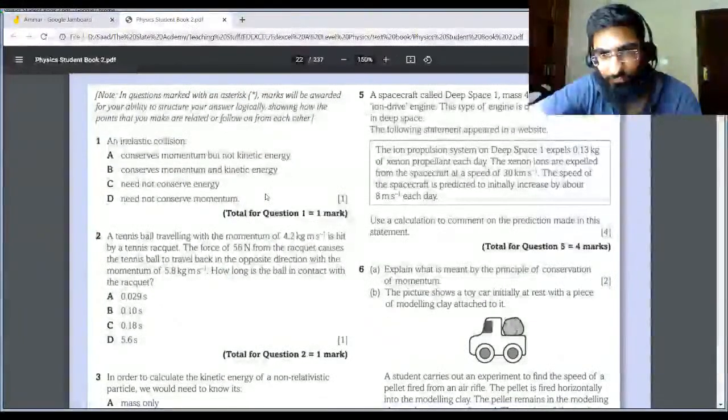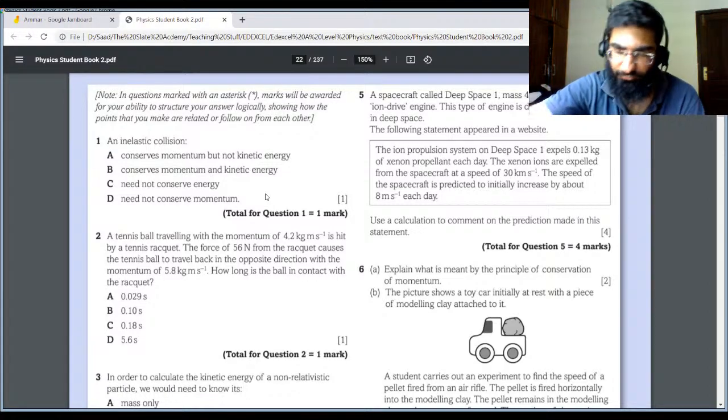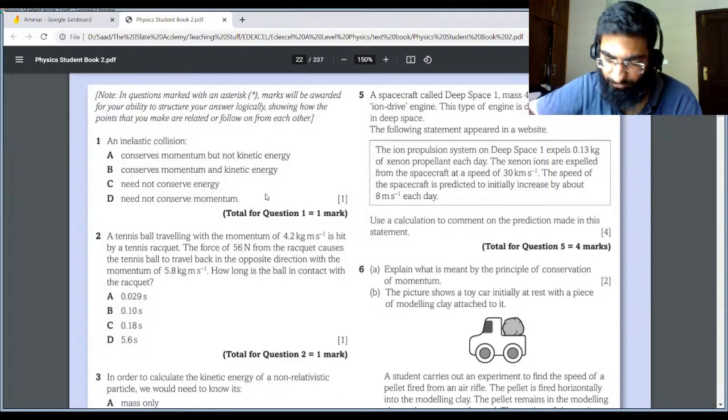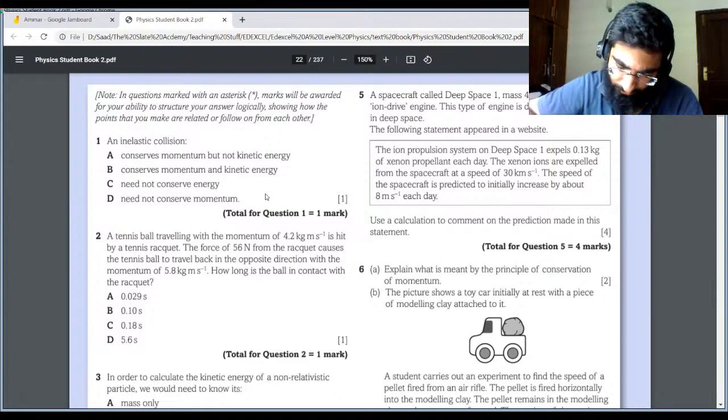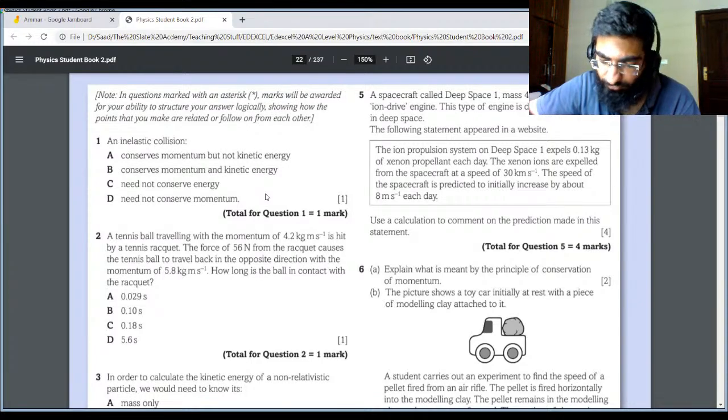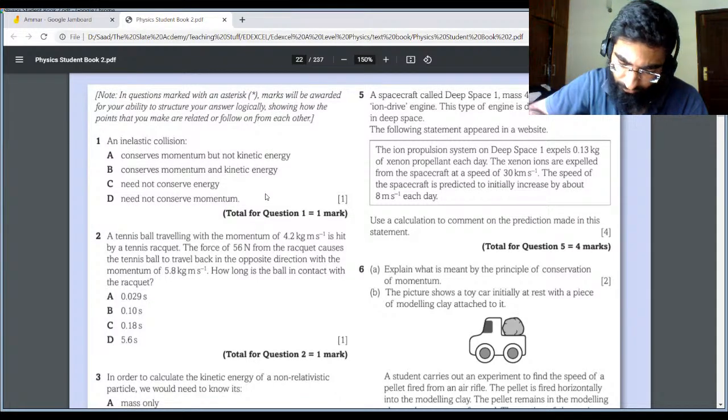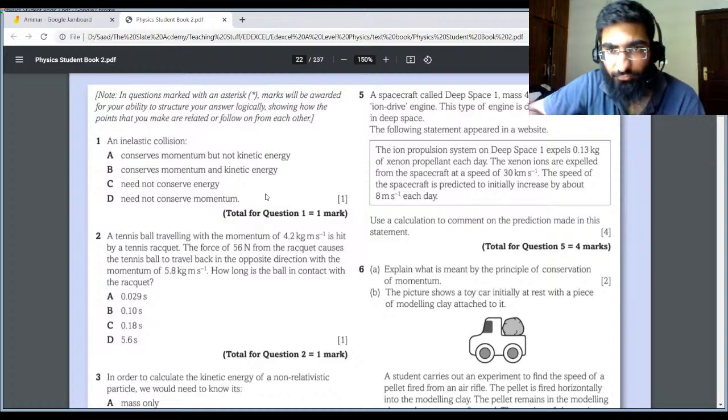Use calculation, comment on prediction. Okay. So the spacecraft mass is 486 kg, right? And it expels 0.13 of, okay, each day. Speed of 30.